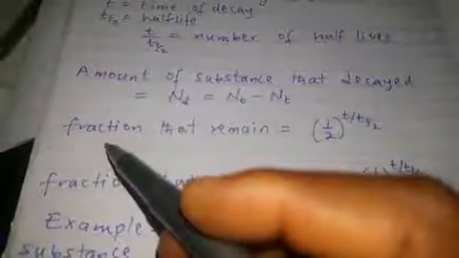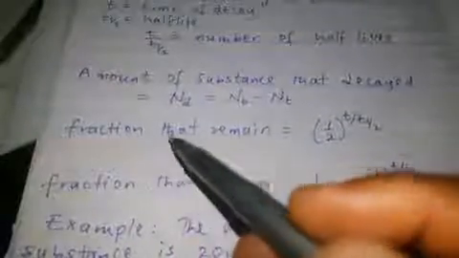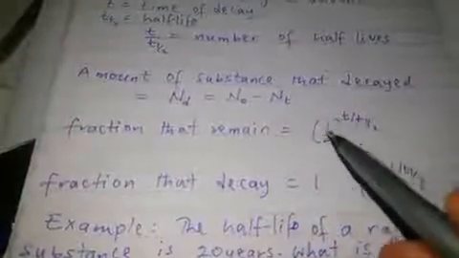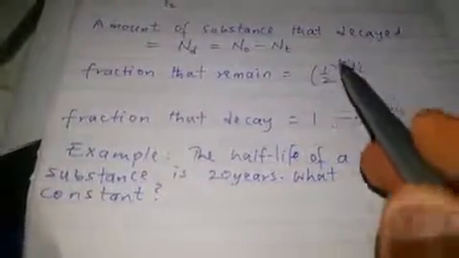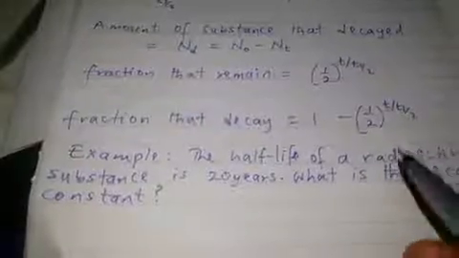Another way a question can come out, you can be asked to find the fraction that remains. How do you know the fraction that remains? Just like the formula for amount that remains, but in this case you are dealing with just the fraction. It's 1 over 2 raised to power T over T half. And the same thing with the fraction that decays: just subtract this from 1. That will give you the fraction that decays.